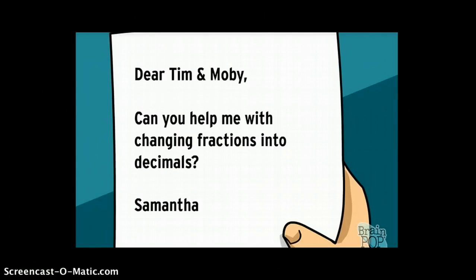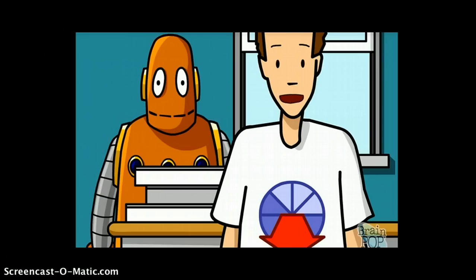Dear Tim and Moby, can you help me with changing fractions into decimals? From Samantha. Hey, what fantastic luck! That's just what I'm doing. Perhaps Moby's pizza can help.